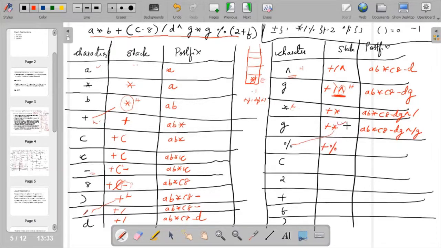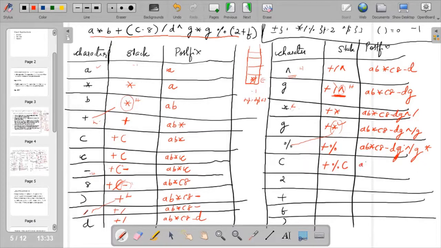This will be popped. So it will be AB star C8 minus DG, this as it is, you'll write, DG cap slash G. And okay, sorry, star we have to put over here. This will be popped and placed in the postfix expression. Next it is opening bracket 2 plus F, right? Yeah, this one, opening bracket. So whenever you find an opening bracket, you'll push.